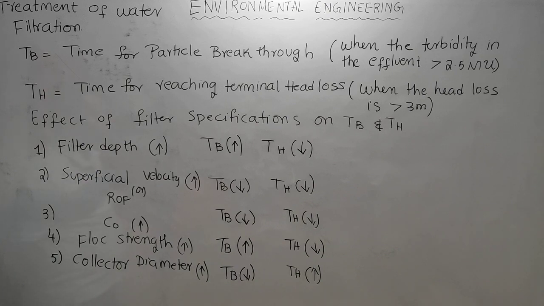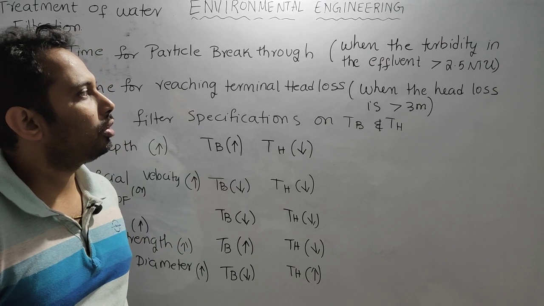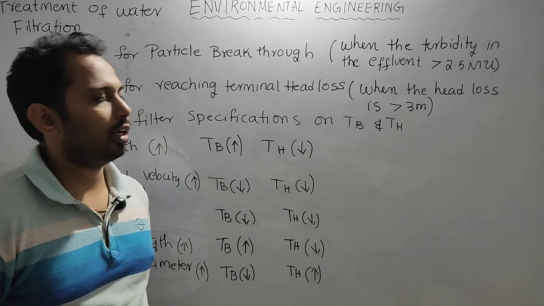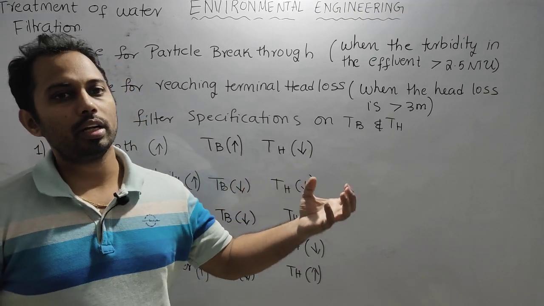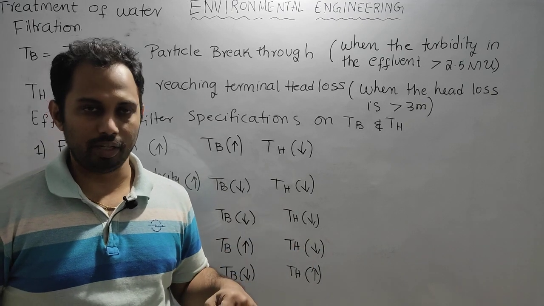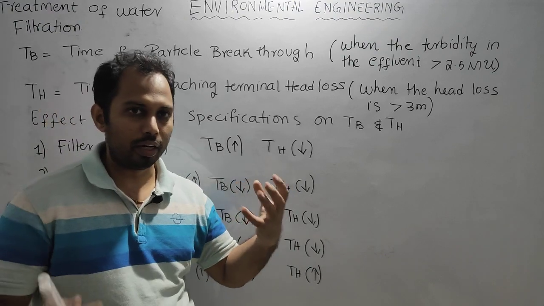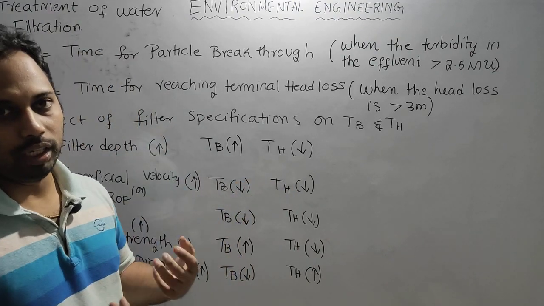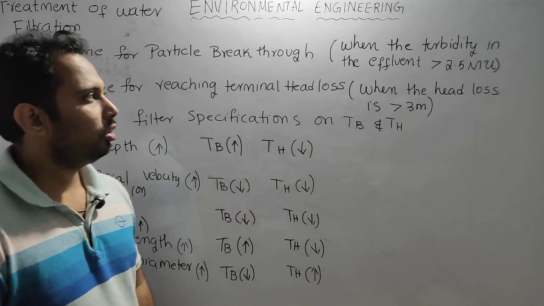Whereas for TH, because the porous spaces are larger with increased collector diameter, fewer particles will be collected. Because of the larger porous spaces, the head loss occurs a little late. Here the collector diameter is larger, meaning it collects fewer particles, because of which the spaces between the collector particles will not get clogged easily. So it takes more time. That is why the time for reaching terminal head loss will be more here.